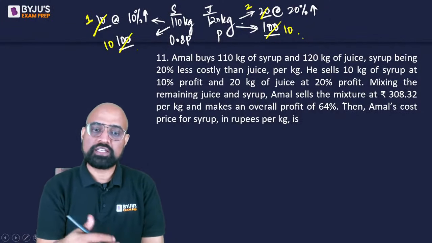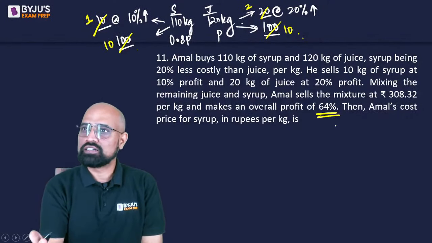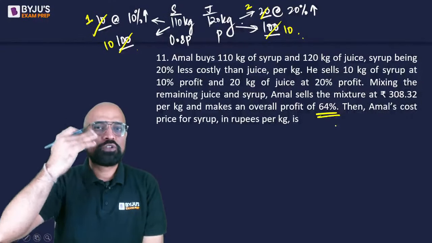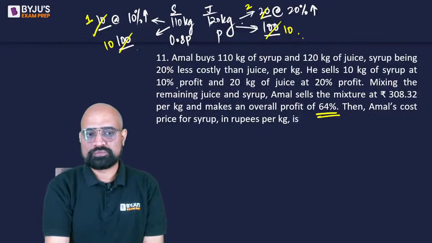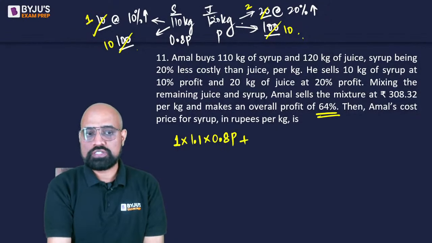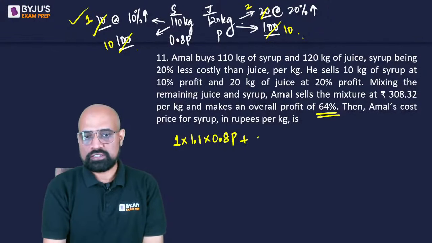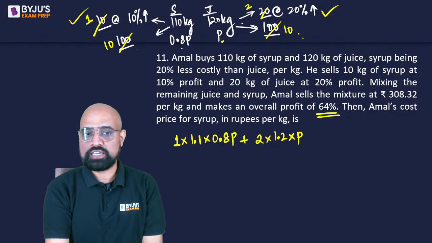As in this 20 kg is going to sell at 308.32 and makes an overall profit of 64%. Then what is Amal's cost price in rupees per kg? So overall profit of 64%, how will we get it? Total selling price upon total cost price is equal to 1.64, right? So what is the total selling price? He is going to sell this 1 unit at 10% profit at the price 0.8P, so we're done with this. He is going to sell those 2 units at 20% profit at the price P. This one is sold at P, this one at 0.8P, okay?